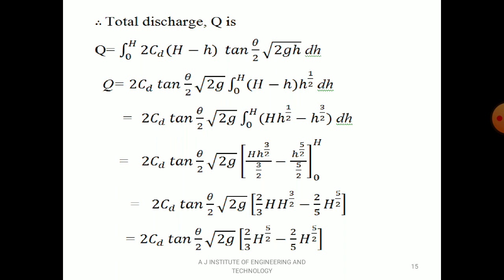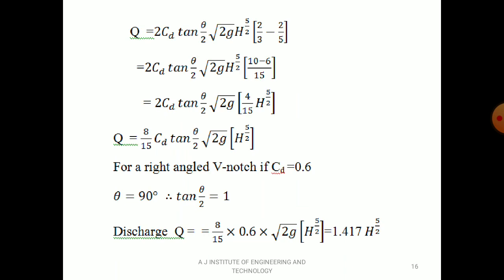So that is equal to 2Cd into tan theta by 2 into square root of 2g into 2 by 3 h to the power 5 by 2. So h into s to the power 3 by 2. So that is s to the power 1 plus 3 by 2. That becomes s to the power 5 by 2. So 2 by 3 into s to the power 5 by 2 minus, similarly, 2 by 5 into s to the power 5 by 2. So s to the power 5 by 2 is common there.